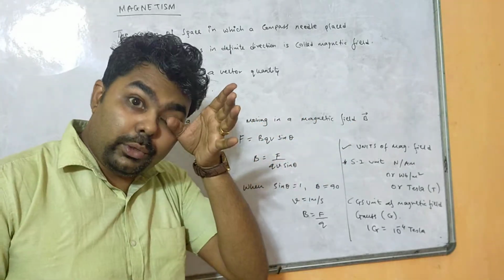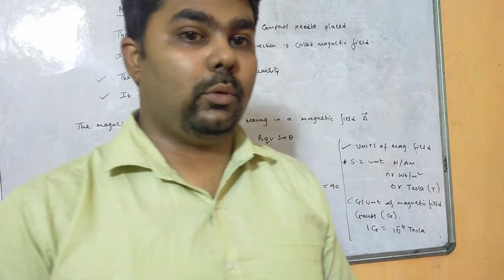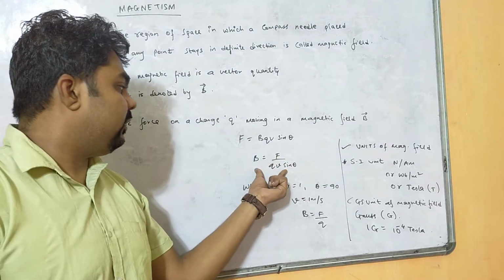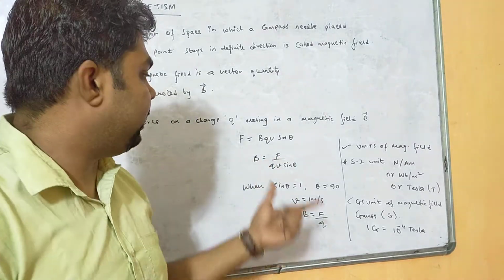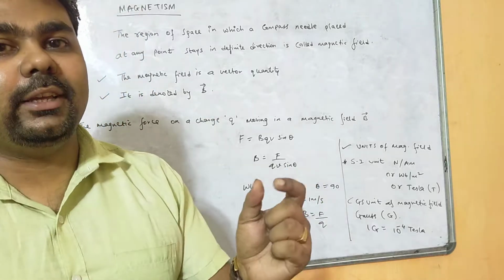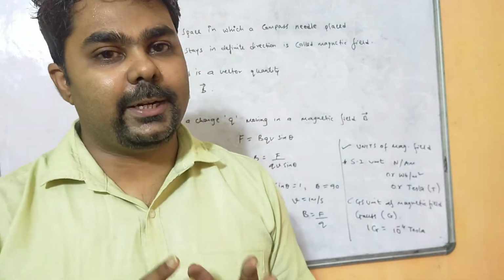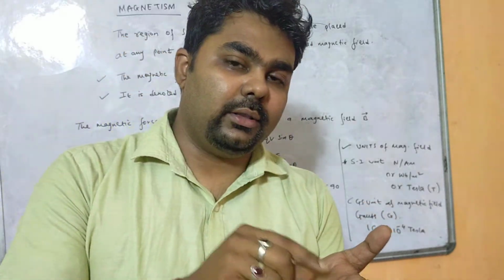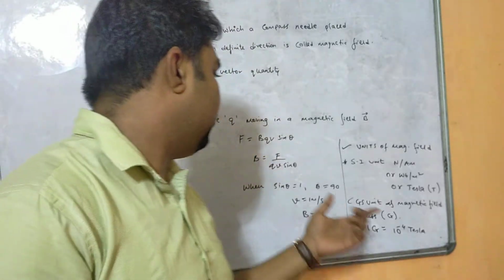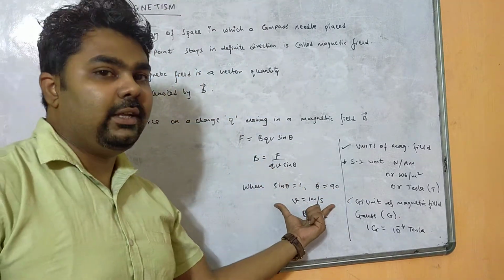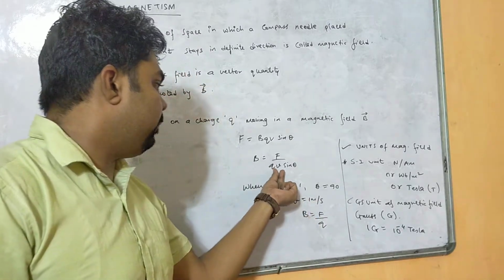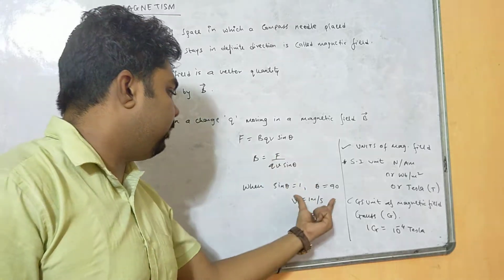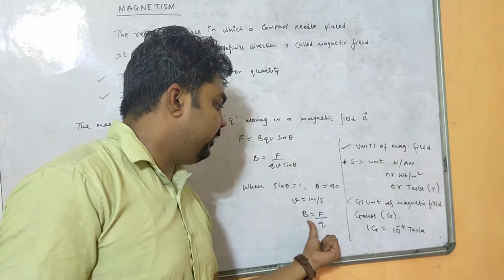Now from this definition also we can define magnetic field. You see, B equals F by QV sin theta. If you cross multiply, you will get this expression. Now when theta equals 90 degrees, that is, the magnetic field is perpendicular to the velocity of the charge in a uniform magnetic field, and V is 1 meter per second, that means the charge is moving with 1 meter per second. So if you put V as 1 and sin 90 as 1, you will get F by Q. So from here also we can define the magnetic field.